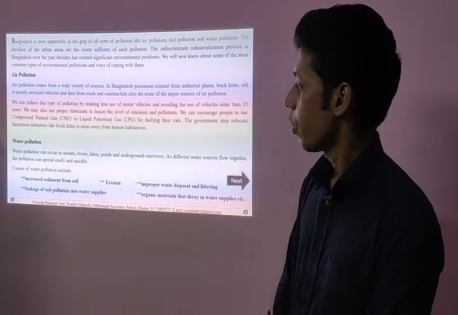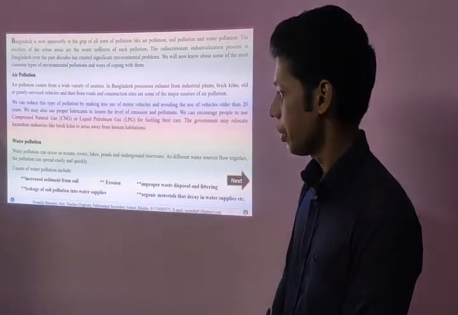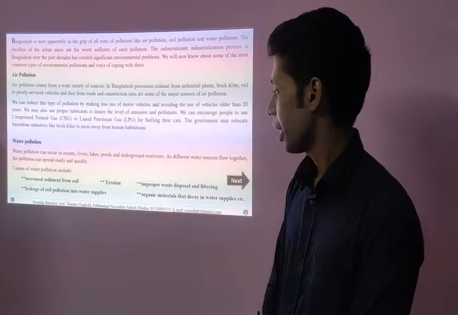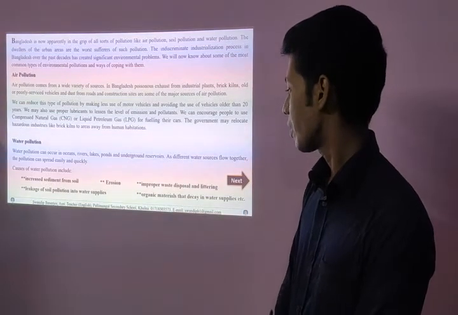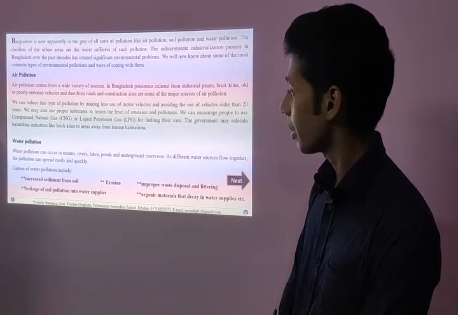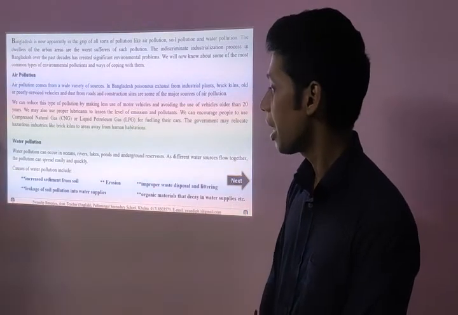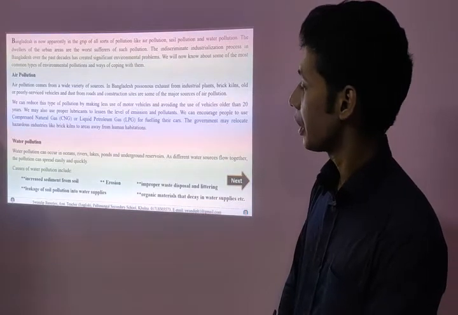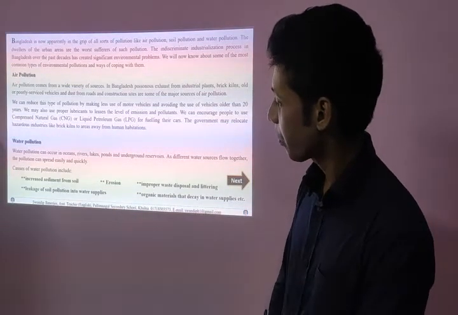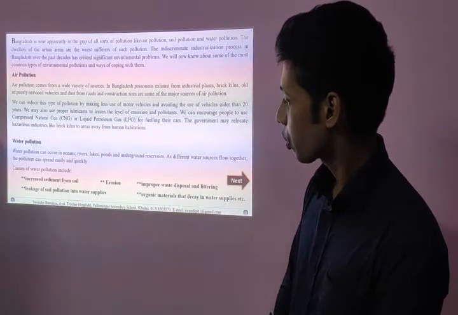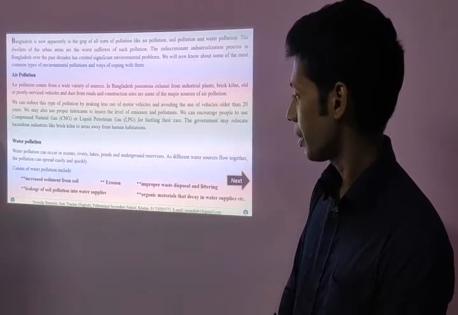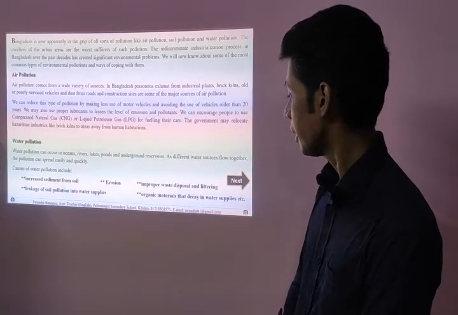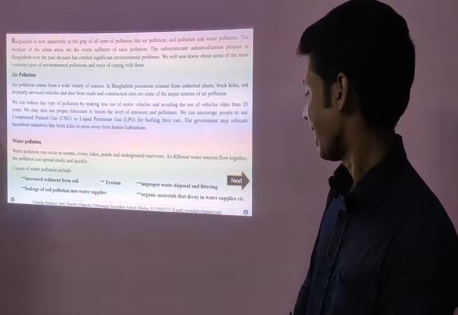Second one is water pollution. Water pollution can occur in oceans, rivers, lakes, ponds, and underground reservoirs. As different water sources flow together, the pollution can spread easily and quickly. Causes of water pollution include increased sediment from soil, leakage of soil pollution into water supplies, erosion, improper waste disposal, and littering, organic materials that decay in water supplies, etc.